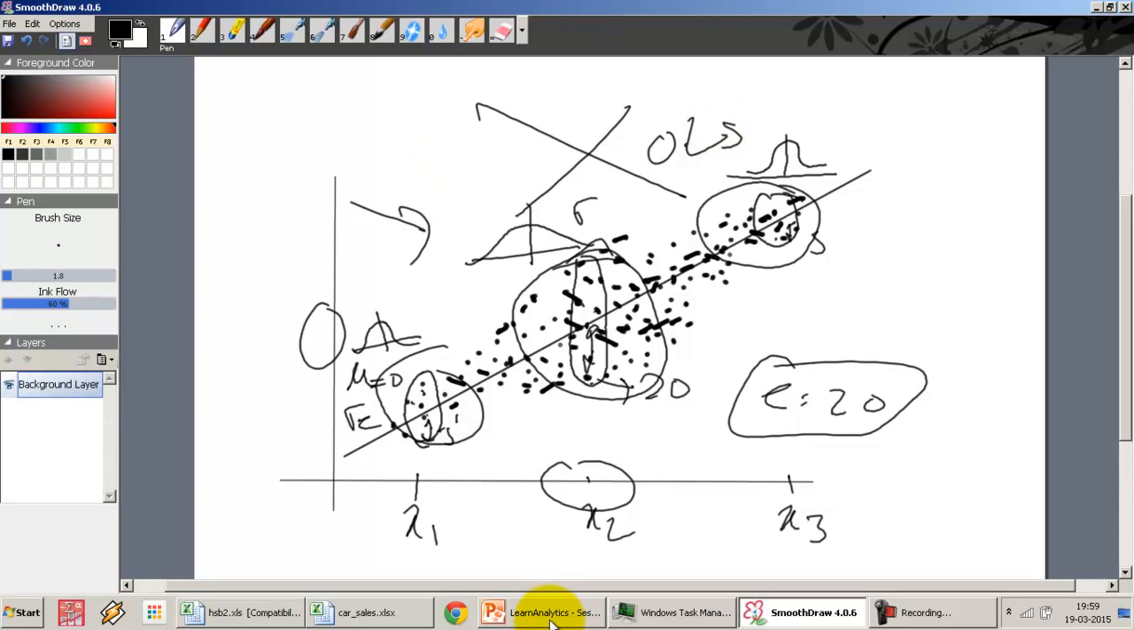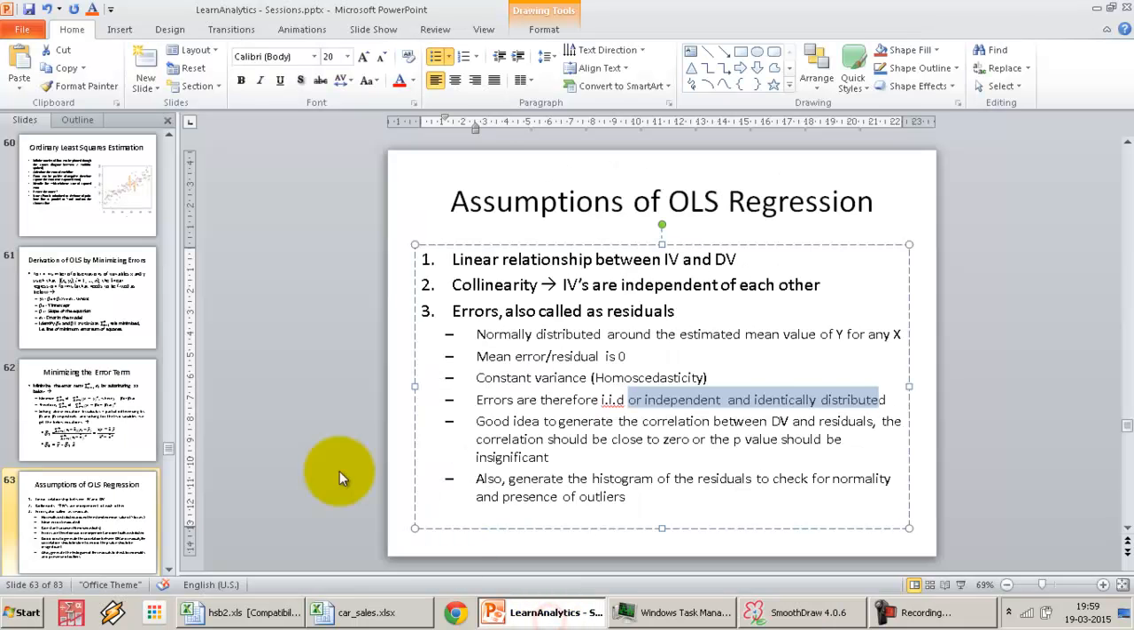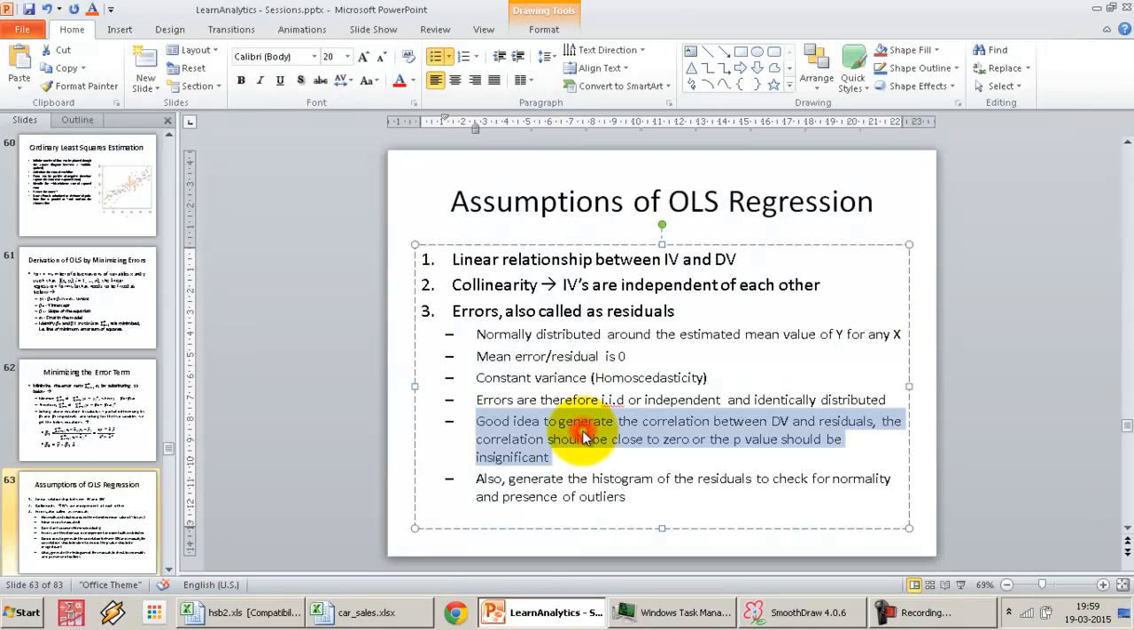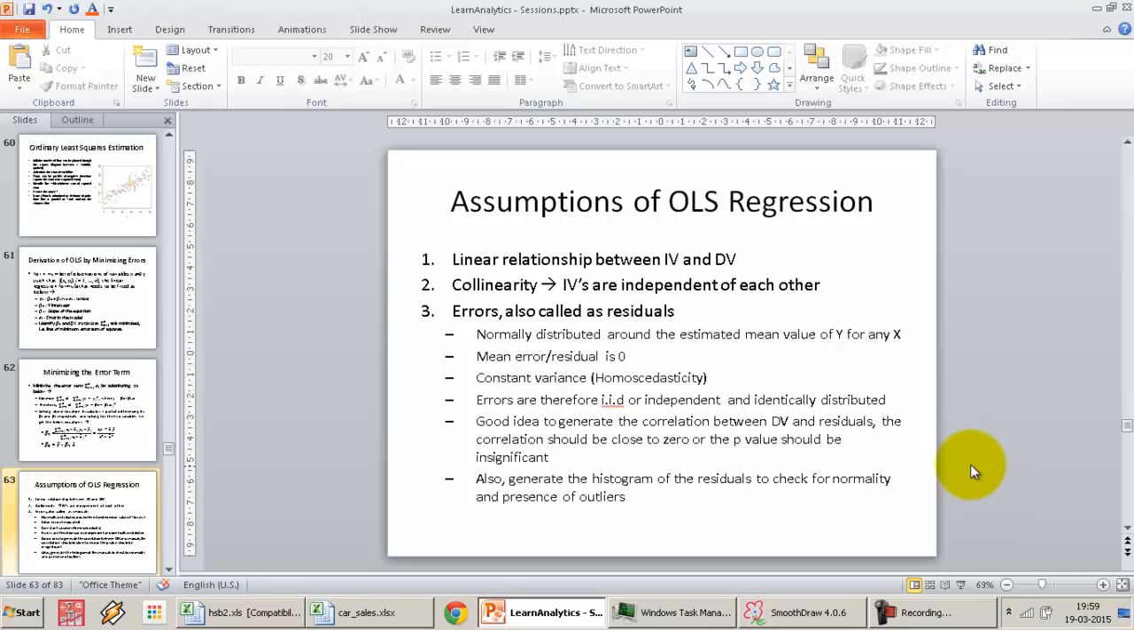Homoscedasticity assumes that the variance is constant. So homoscedasticity is an assumption of the OLS regression. We require homoscedasticity in our error terms. If there is heteroscedasticity, that's actually a violation. And it is always a good idea to generate the correlation between the dependent variable and residuals. As mentioned earlier, residuals are the random error term, so there should be no information in the residuals.